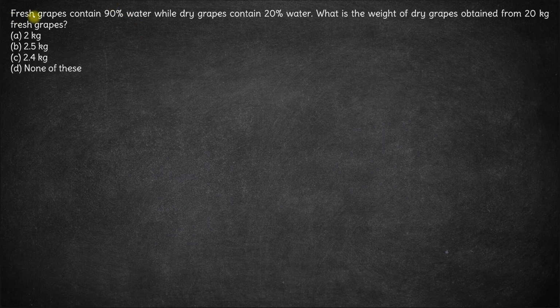Hi, here we have fresh grapes contain 90% water while dry grapes contain 20% water. So we have fresh grapes and dry grapes. What happens from fresh grapes to dry grapes is that water gets evaporated and the pulp remains the same. For example, fresh grapes are basically the angur, and dry grapes is the kishmish. So how do you get kishmish from fresh grapes? The water evaporates, but the actual pulp of the grape remains constant.